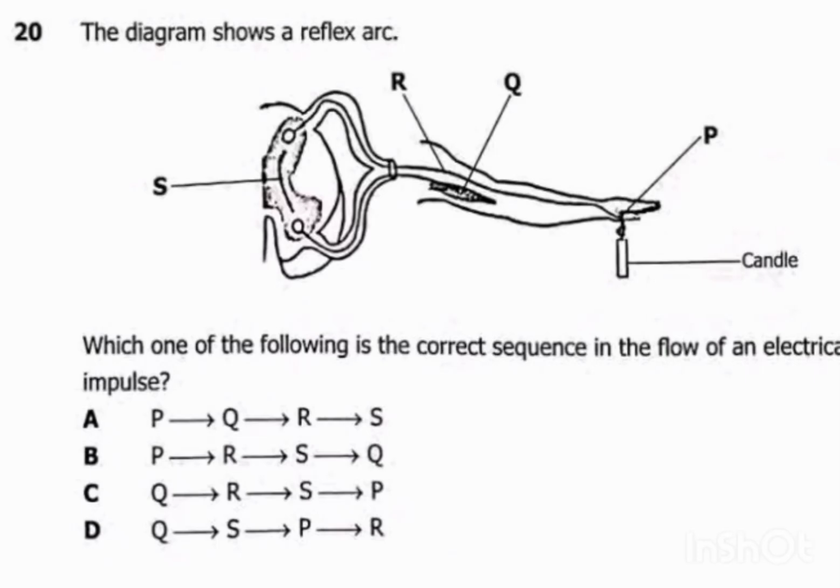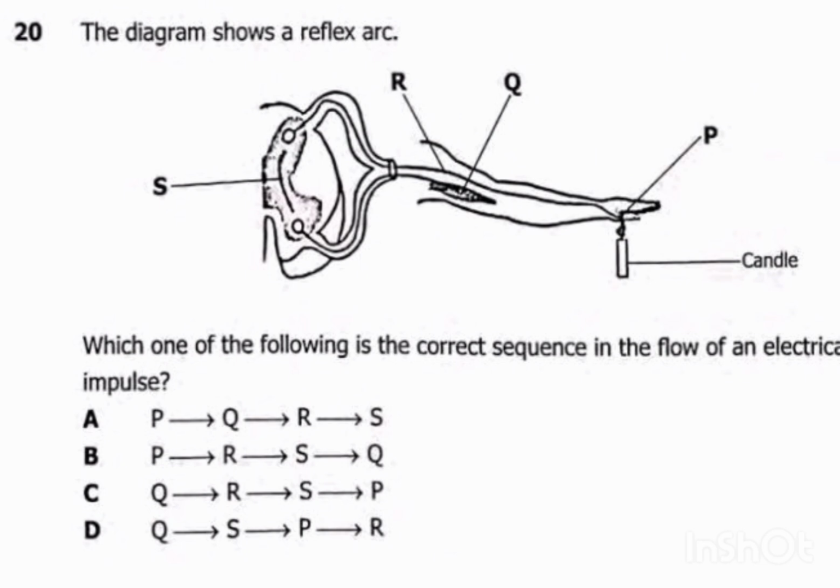Okay, so let's move on to question number 20. It's saying the diagram shows a reflex arc. Now we know a reflex arc is simply a path taken by a reflex action.